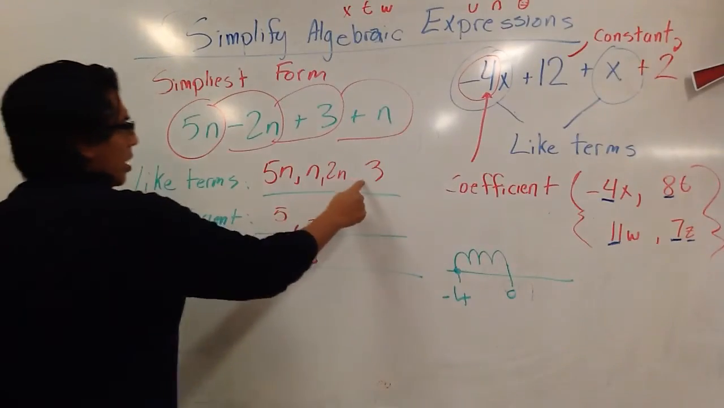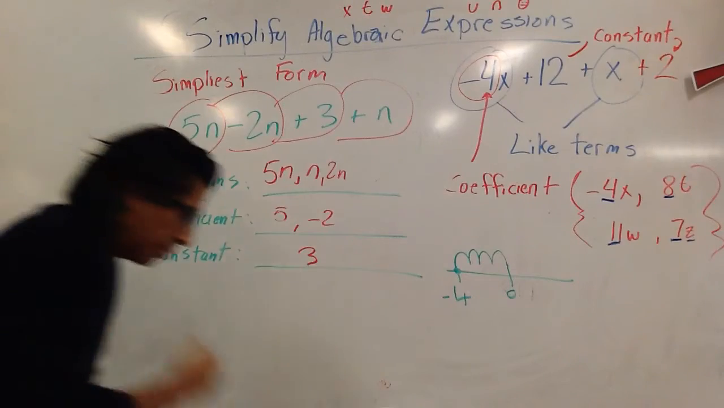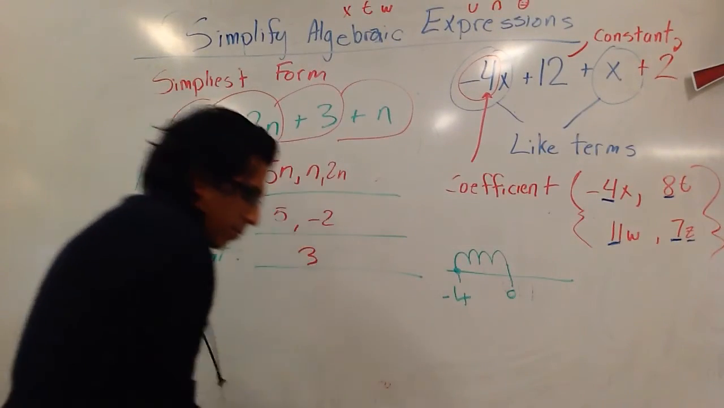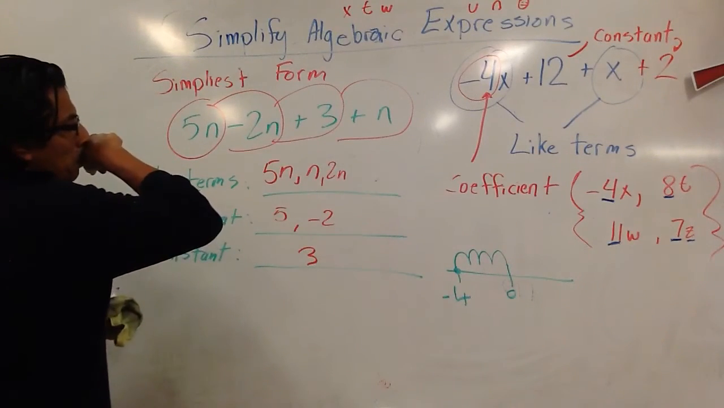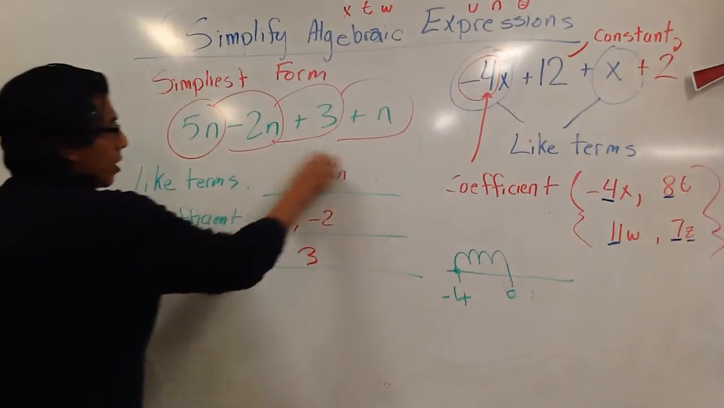Actually, I guess 3 isn't the like term. It's all by itself. So the like terms were those. All right. Nice. If I had another 5 here, then I would put 3 and 5. All right, let's try another one.